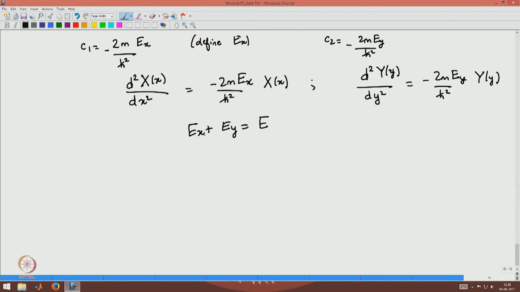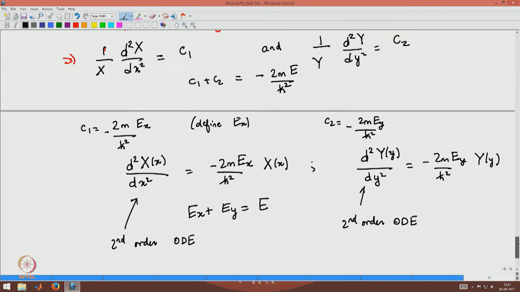So, E x and E y have a physical interpretation as the energy in the x direction and the energy in the y direction, or the energy in the x part of the motion and energy due to the y part of the motion. So what we did was we converted our PDE into two ODEs, okay, and each of these can be solved individually. This is a second order ODE. Similarly, this is also a second order ODE. So this is the general strategy, okay, that we are going to use.